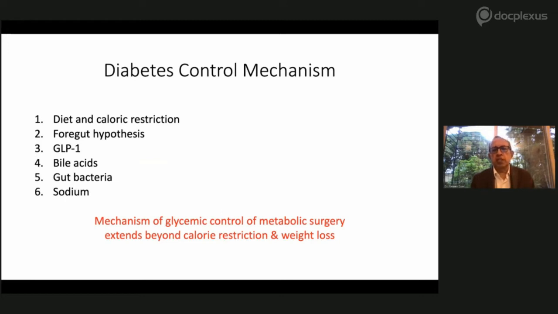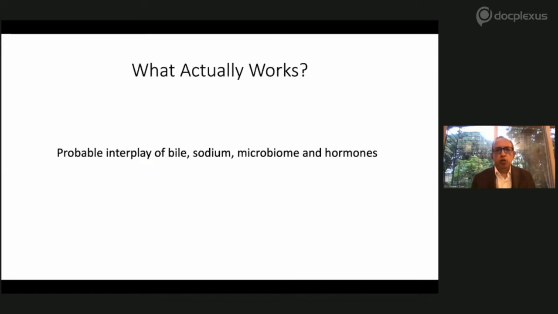Then there is a change in the gut bacteria. Healthier bacteria are seen, and a lot of people believe now that gut bacteria are responsible for obesity, for diabetes, so many diseases. So it is seen that after surgery they also improve. And there is a hypothesis that sodium absorption improves blood sugar. But it has been seen that even before weight loss starts, diabetes gets controlled. So it is not related to weight loss. It is not related to only the diet restriction. So what actually works? Probably all of them. There is no way to know which single factor works to control diabetes after surgery, and all these that I mentioned interplay with each other.